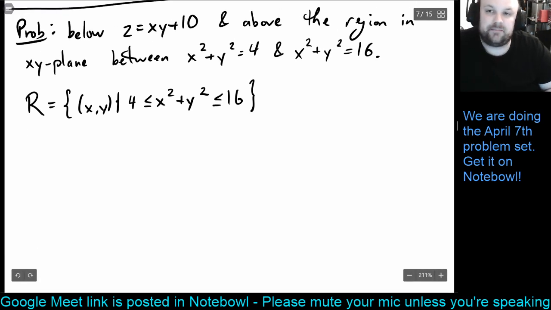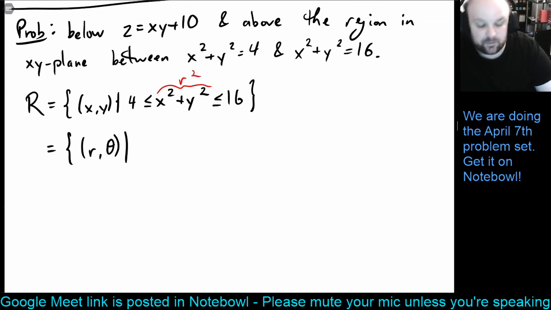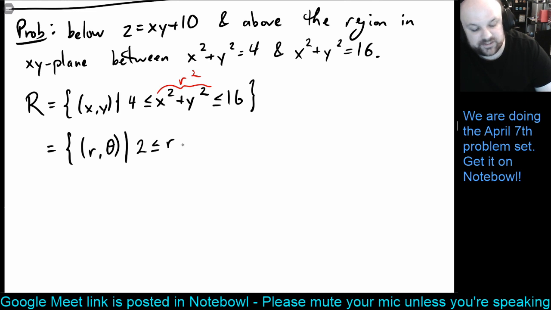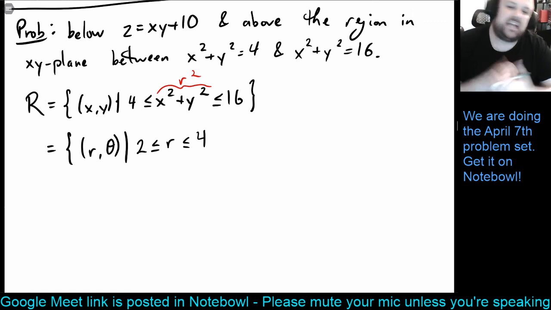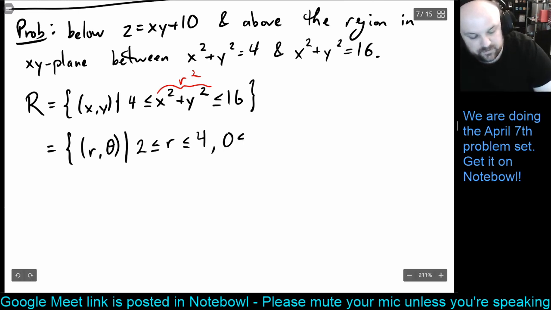How do we re-describe this in polar coordinates? So this right here is r squared. If r squared has to be greater than or equal to 4, then r has to be greater than or equal to 2. If r squared is less than or equal to 16, r is less than or equal to 4. And if you remember that shape we had, we have the whole annulus. We have all 360 degrees of it. So theta goes from 0 to 2 pi. There's no restriction.